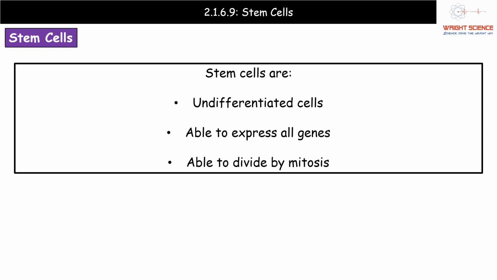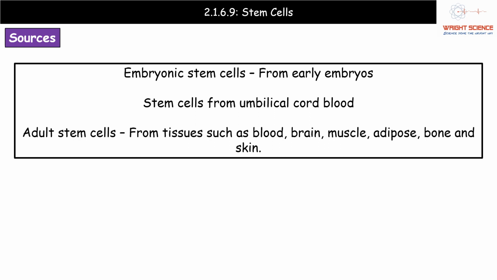So when we're talking about these stem cells, we are talking about undifferentiated cells, but they do have the ability to express all genes. So all of those genes are present, they could express any of them, and they're able to divide through that process of mitosis to produce genetically identical daughter cells. Now, all of this is going to be very important when we consider that these stem cells are then going to be able to give rise to all of the different types of cells that make up an animal's body.